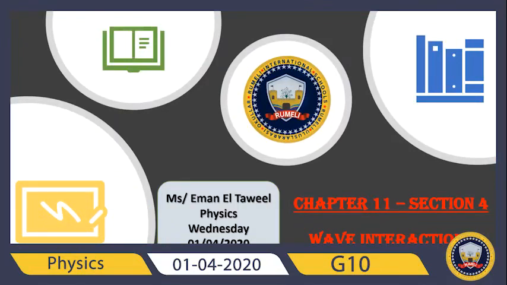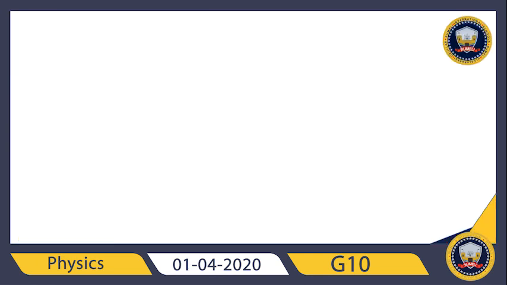Today we are going to continue section 4 in chapter 11 with interactions. We have studied in our previous sessions the principle of superposition and the difference between constructive and destructive interference. I hope you have studied them well, and today we are going to continue about wave reflection.